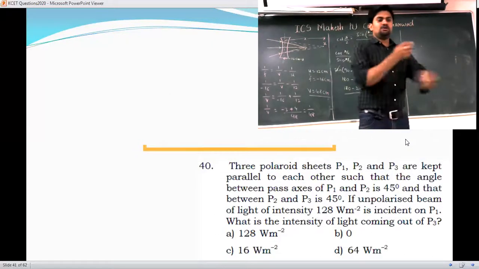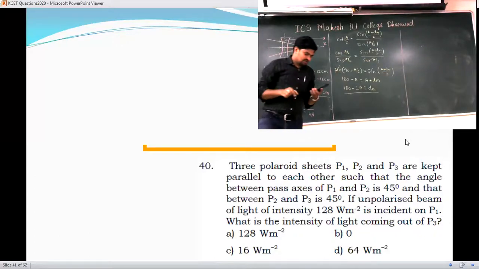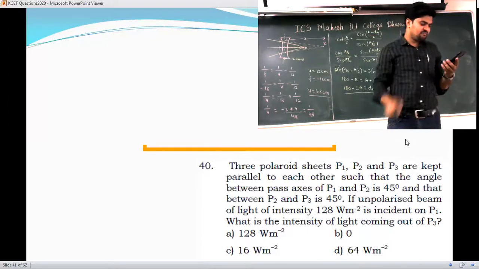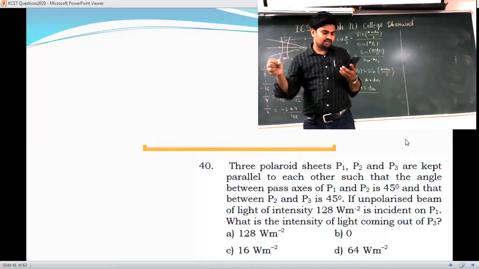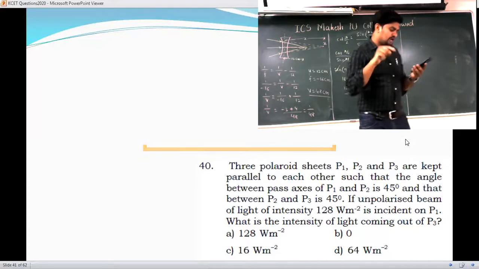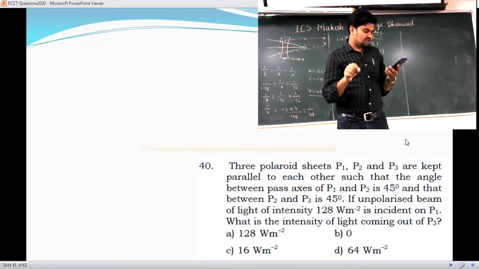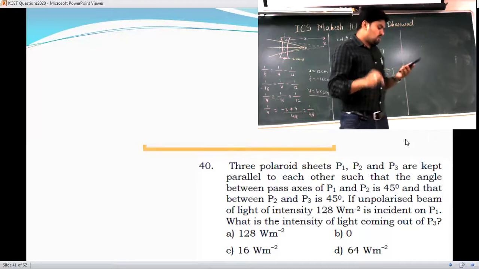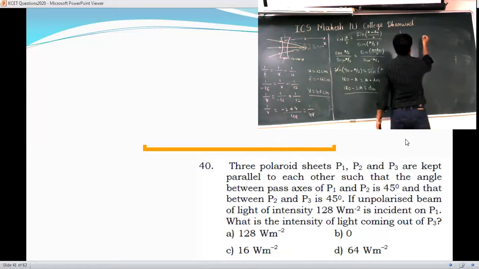Now, three Polaroid sheets. I will just refer to that question. So what is it saying? Three Polaroid sheets P1, P2 and P3 are kept parallel to each other such that the angle between pass axis of P1 and P2 is 45 degree and that between P2 and P3 is 45 degree. If an unpolarized beam of light of intensity 128 watt per meter square is incident on P1, what is the intensity of light coming out at P3? How many sheets have they told? 3 sheets.